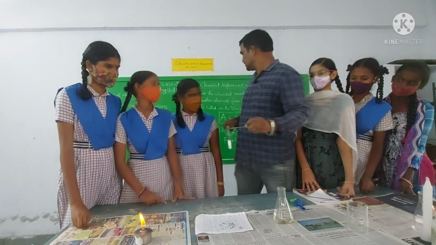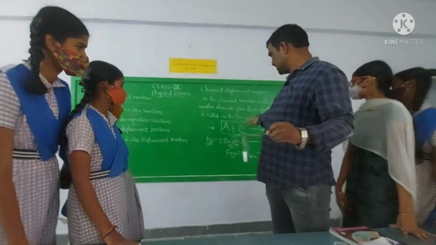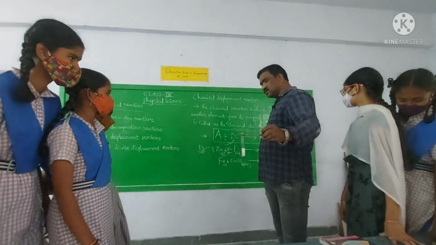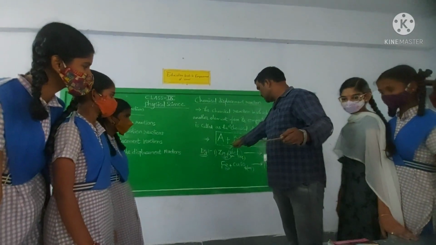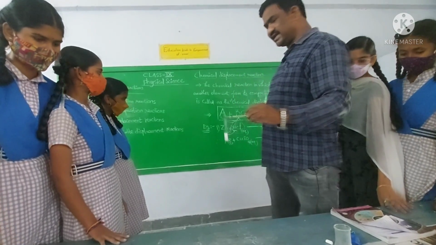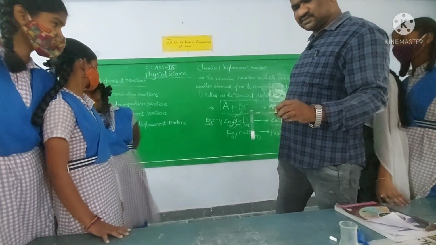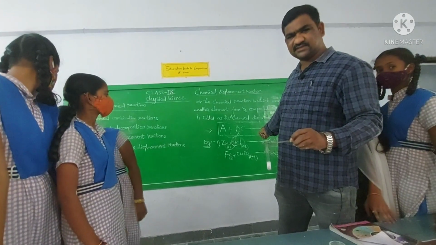So here in a chemical displacement reaction which takes place in between zinc and hydrochloric acid, we got the hydrogen gas, right? So here one element displaces another element from its compound to takes its place. So that's why this reaction is called as chemical displacement reaction.